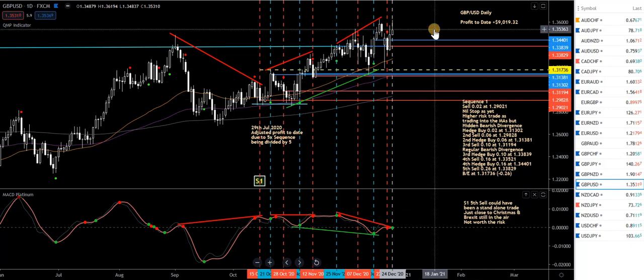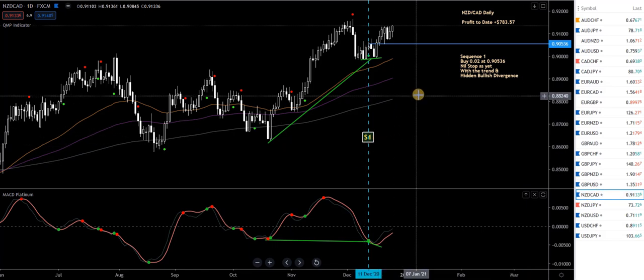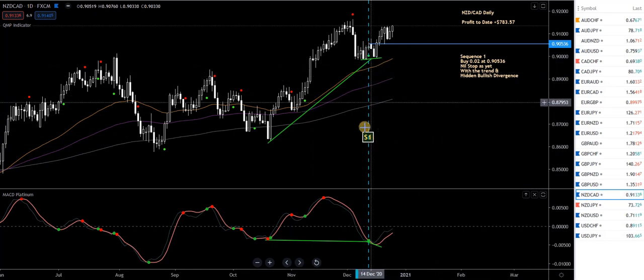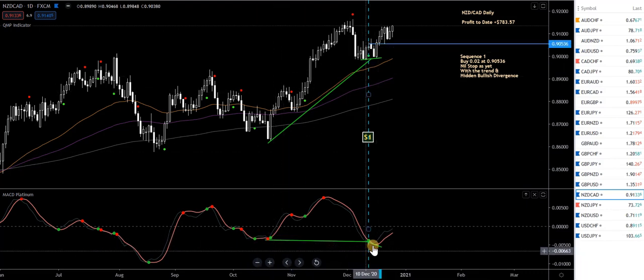Again, good profit on this pair, just over $9,000. It's a pair I do like to trade. New Zealand CAD, in a buy trade here. Hidden bullish divergence, hence no stop. So you can see the bullish divergence there, price going up, MACD going down.